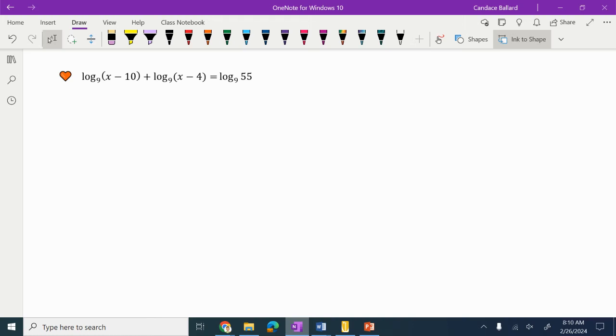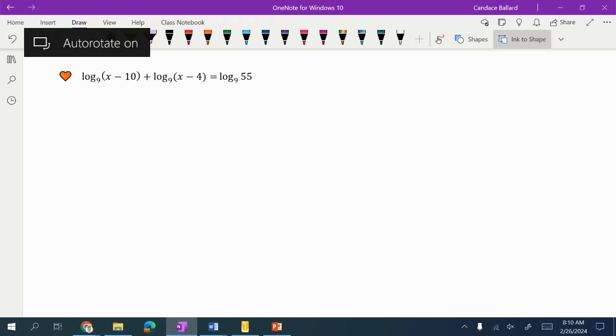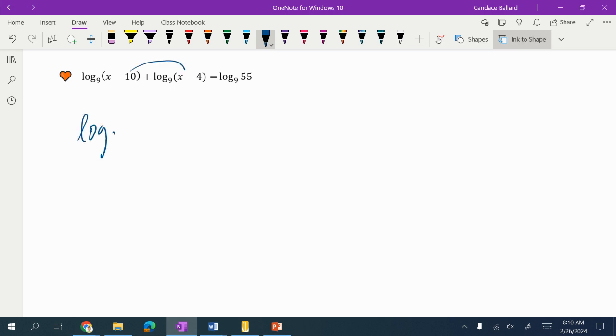Take a look at solving this log equation where I've got logs on both sides and I end up with a quadratic answer. First of all, I notice I have two logs on the left side, so that means I want to condense things first. When I am adding, I know I switch to multiplication. So I have log base 9 of (x minus 10) times (x minus 4) equals log base 9 of 55.